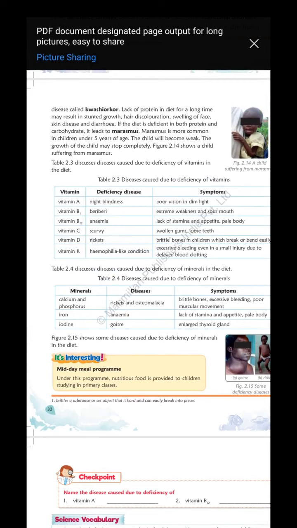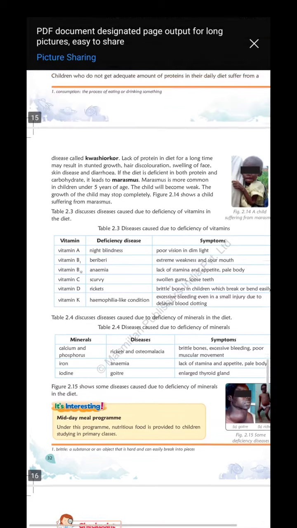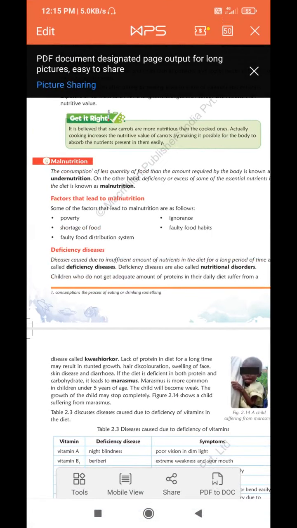Vitamin A deficiency. And if vitamin C is less, swelling of gums, loose teeth. Vitamin C is also most important. And vitamin D for proper bones and teeth. Vitamin K for, I already told you, excessive bleeding happens if vitamin K is less. If we got injury, the blood flow does not get controlled. So vitamin K is also most important.